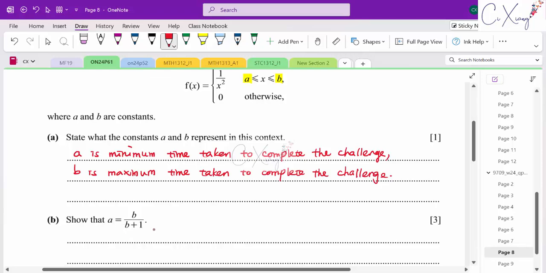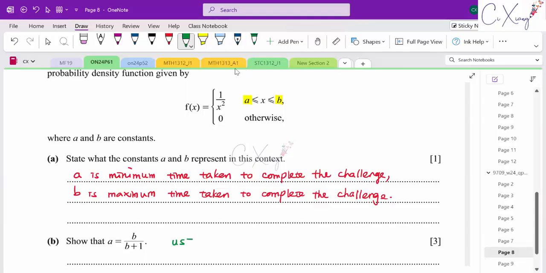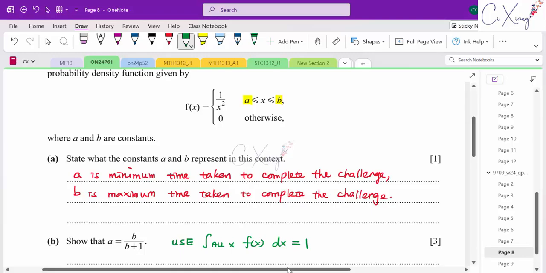Show that A equals B over B plus 1. Before you can show that, you have to use some properties or important information from continuous random variables, then only you can get the answer they want. There is a general property for a continuous random variable: when you integrate over all x the PDF function f(x), it should always equal 1. We are going to use this information here, and I believe later we can prove the equation they want us to show.